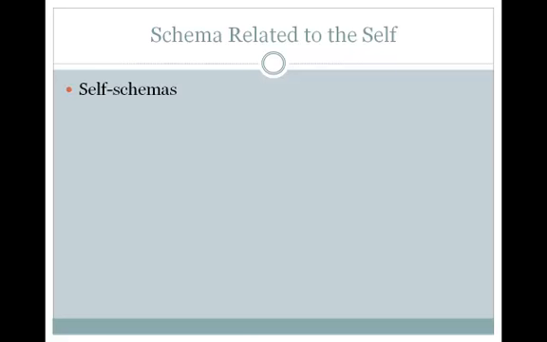So a self schema is a cognitive structure for processing information related to self-concept, related to how you see yourself. It's obviously interesting for personality researchers and for cognitive psychologists in general, including those that study memory, because the self schema seems to be one of the ones that influences our behavior the most and takes up a lot of our cognitive resources.